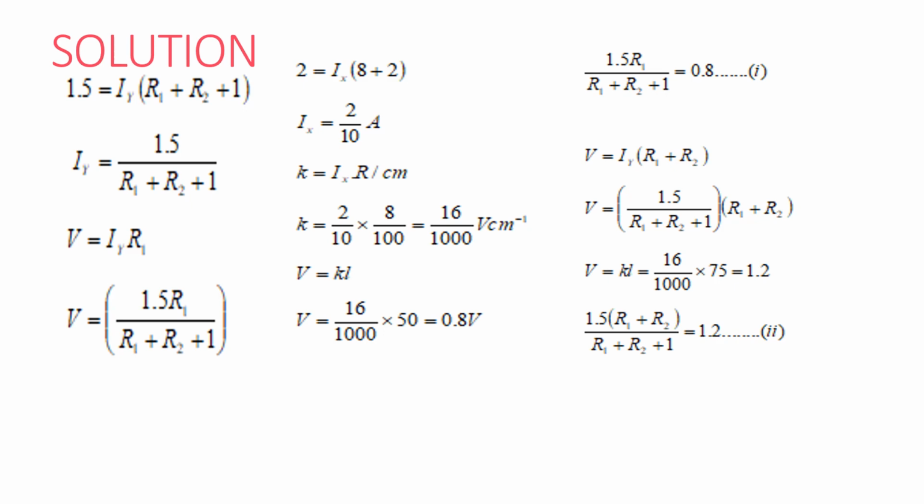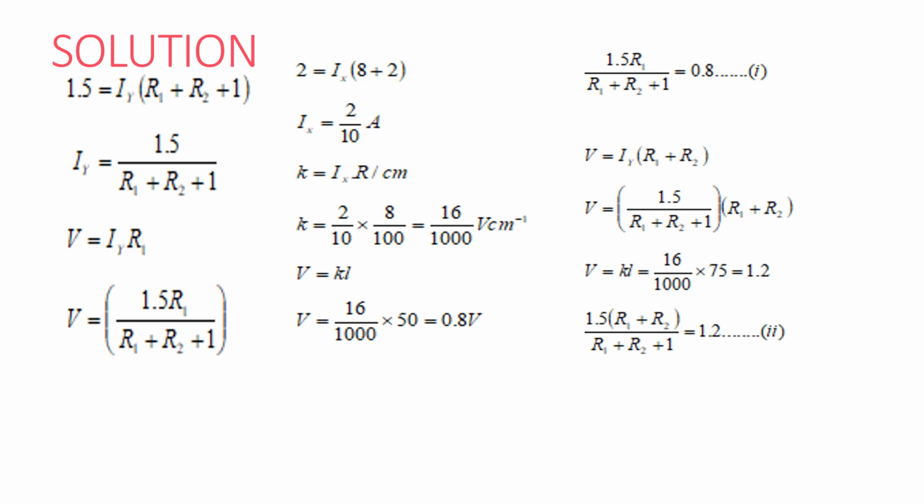Now, when the galvanometer is transferred to position C, the PD is now between both resistors R1 and R2. So we need to calculate the value of V equal to IY into R1 plus R2. That is represented by 1.5 over R1 plus R2 plus 1, which is the current, into R1 plus R2. Again, PD per centimeter is 16 over 1000 times 75. That gives us 1.2. So this 1.2 is equal to this other expression here.